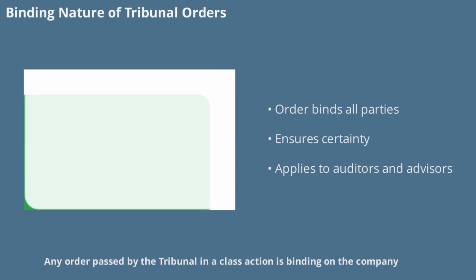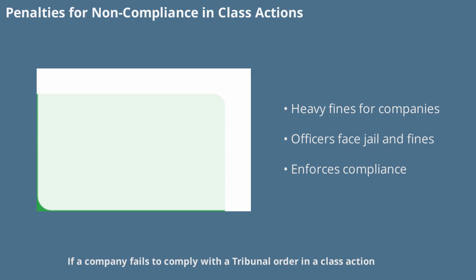Any order passed by the tribunal in a class action is binding on the company, its members, depositors, auditors, and advisors. This ensures that the outcome of the case applies to everyone involved, providing certainty and closure to the dispute. If a company fails to comply with a tribunal order in a class action, it faces fines from 5 lakh to 25 lakh rupees. Defaulting officers can be imprisoned for up to 3 years and fined up to 1 lakh rupees. These strict penalties reinforce the seriousness of class action outcome.